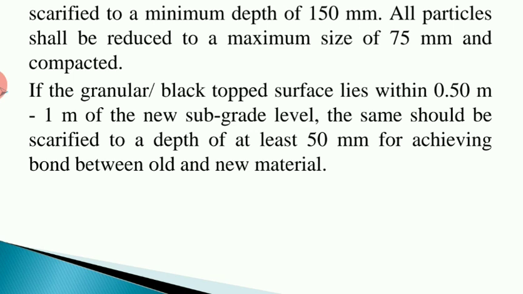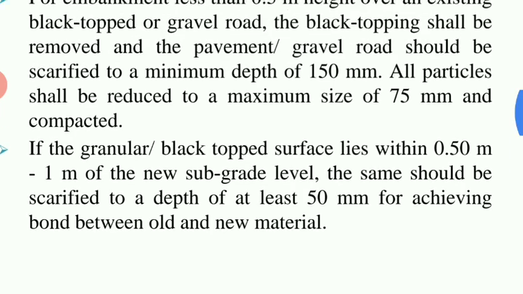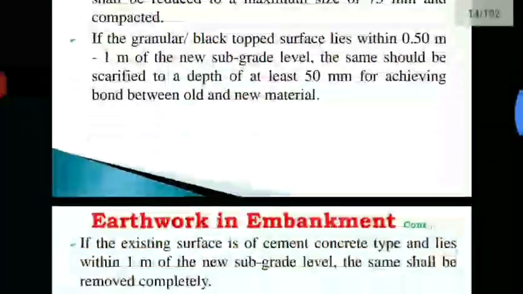So in this case, if we are placing the new layers, we can't place them directly on black topped surfaces, that is, on the existing surfaces. First we need to dig that and loosen the materials, and we should compact it well, such that the entire load coming on the new black top layer is easily transferable to the different layers, right? So this is the earthwork in embankment.